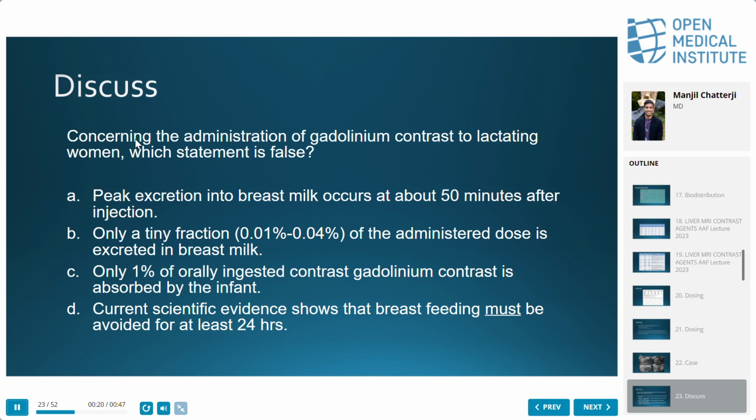Let's go to B. Only a tiny fraction of the administered dose is excreted into breast milk. True. C. Only 1% of orally ingested gadolinium contrast is absorbed by the infant. True. Current scientific evidence shows that breastfeeding must be avoided for at least 24 hours. False. So that one's the false, so this must be true. And that is true. 50 minutes after is the peak excretion of the gadolinium into the breast milk. So the answer here for the false foil is that you have to stop.